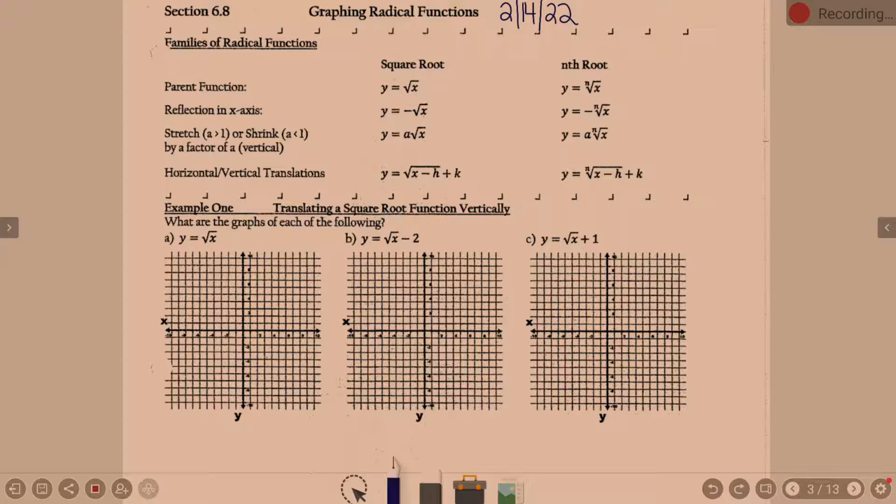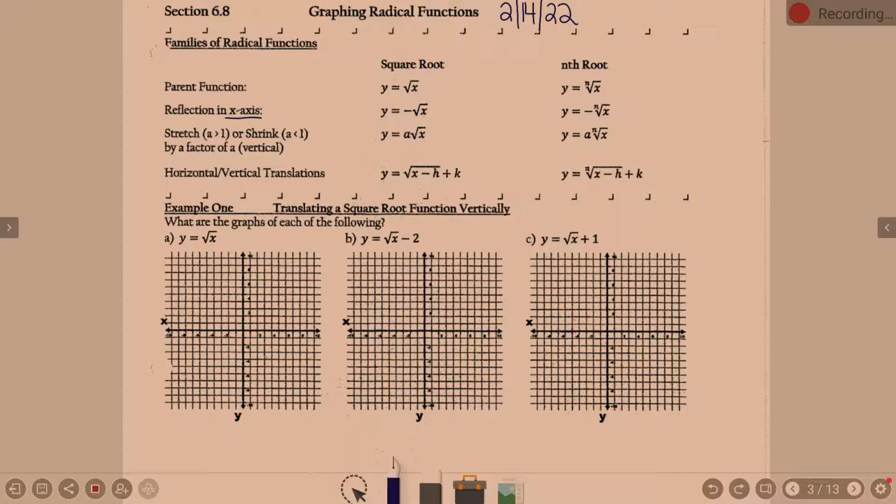Remember a negative. I think we had this on our gold paper first semester. A negative will take something and reflect it. And so we won't really have to worry, at least not too much, about negatives inside the radical. They're usually more outside. But a negative outside the radical, so a negative out front, is going to take your graph and reflect it over the x-axis. Okay, so when we talk about reflecting over the x-axis, we're talking about taking it up top and maybe flipping it down low, or vice versa.